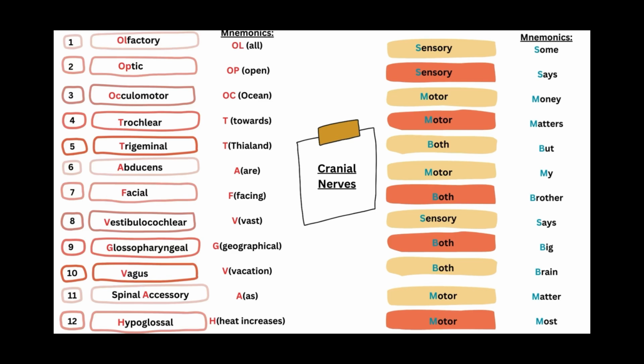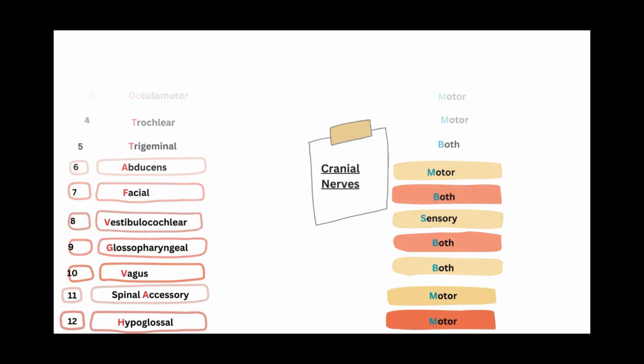So S is sensory, M is motor, and B is both. It's sensory also and motor also, so it's both for B. Okay, so that's how it is. These are just the mnemonics which I found helpful for myself.